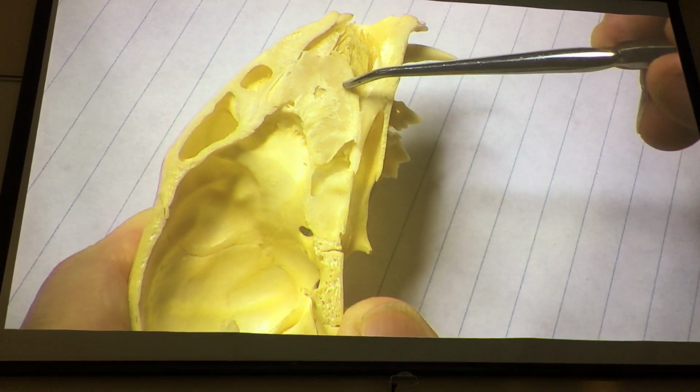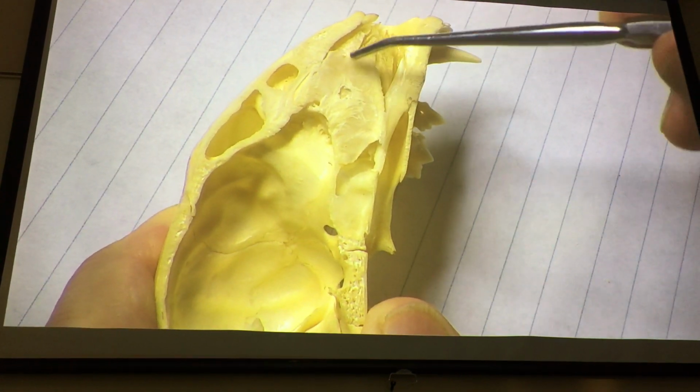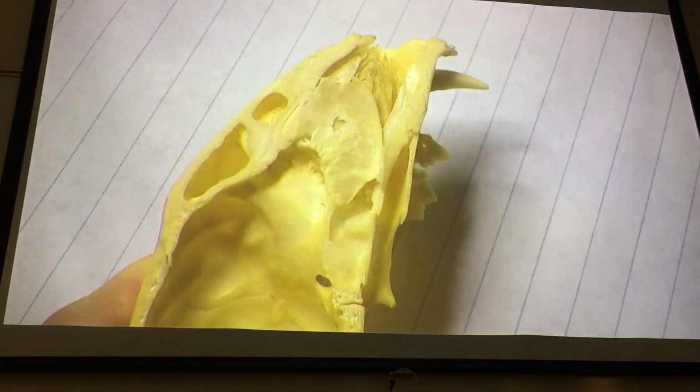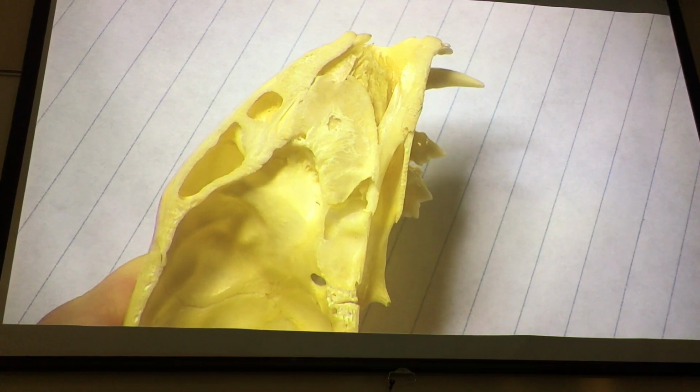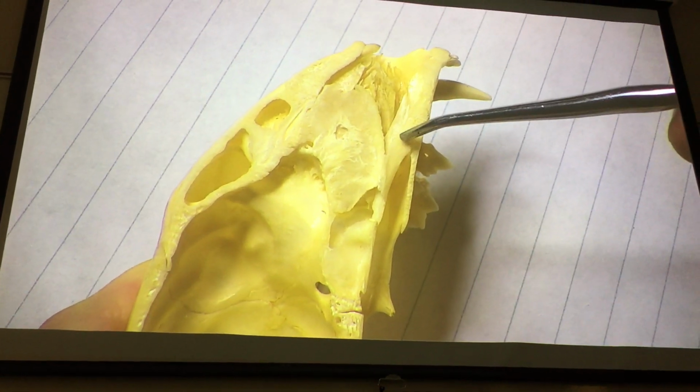The ethmoid comes down to meet the vomer. Together, plus with cartilage, they form a wall that divides your nose into a right and left-hand portion. This is called the nasal septum. All right?